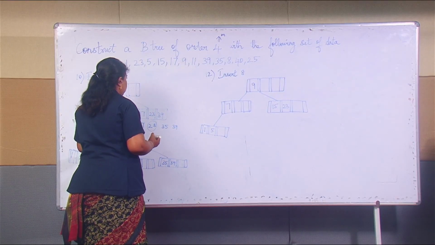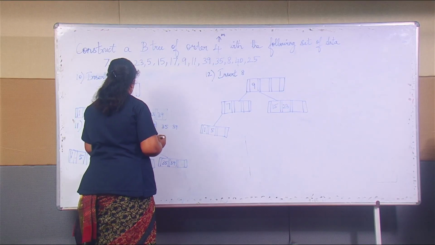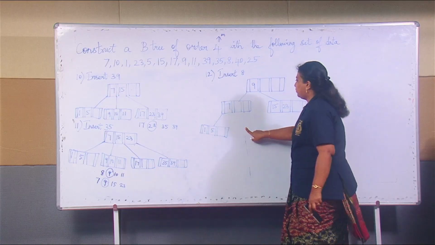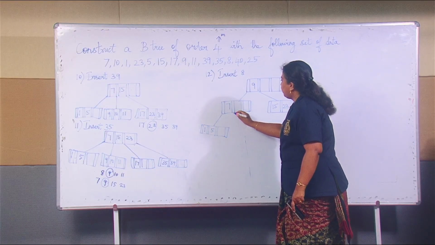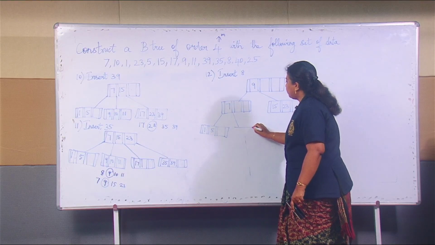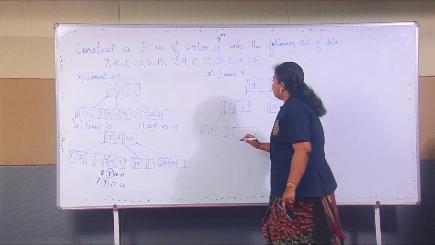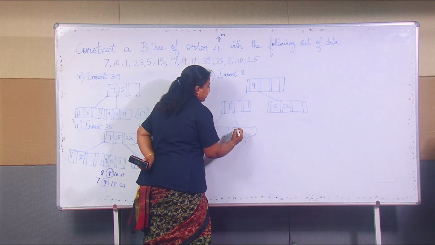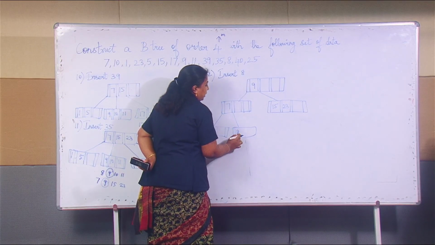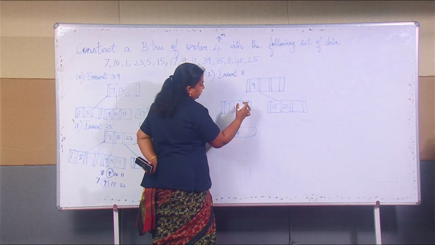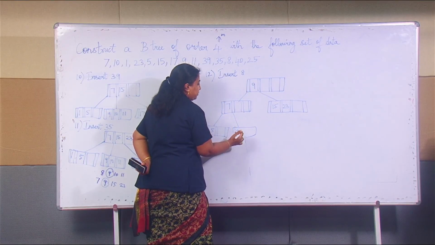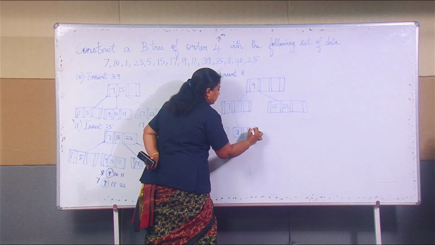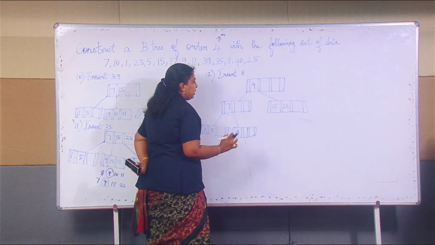Then between 7 and 9, we'll have, okay, so on the right hand side of 7, we should have the new value which is going to be inserted, that is the value 8. Because 8 is on the left hand side of 9, but on the right hand side of 7. Note that carefully. 8 falls on the left hand side of 9, but on the right hand side of 7. So only 8 will be here, and the other two places will be empty.